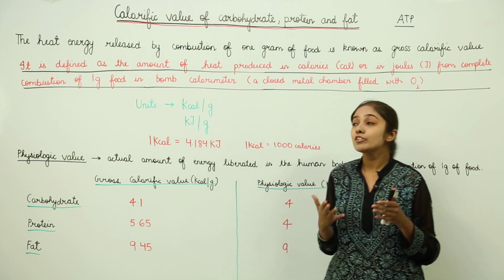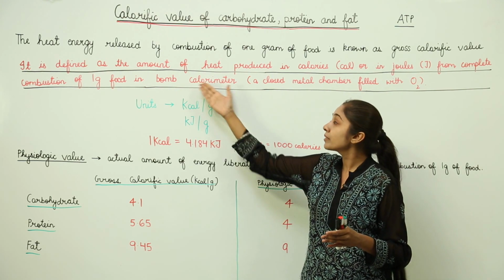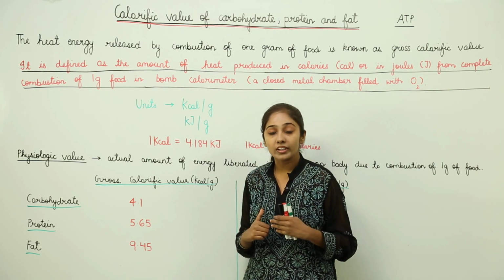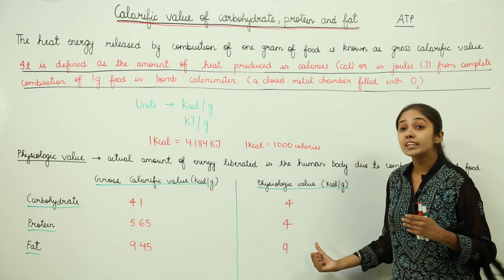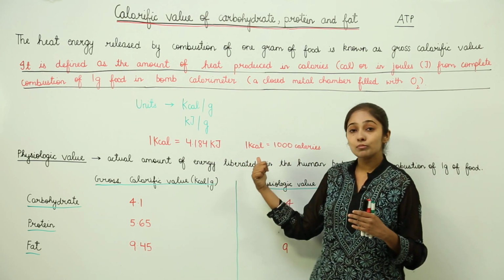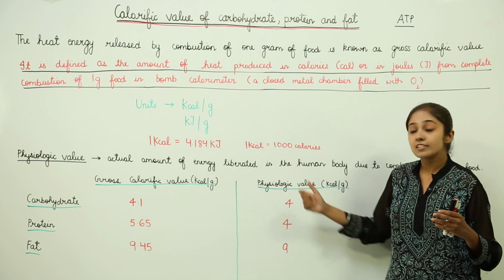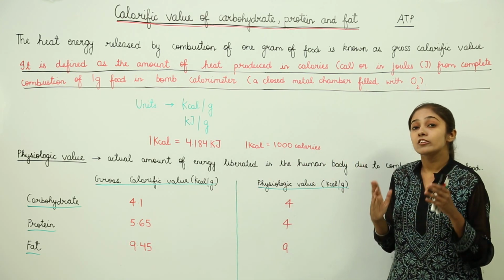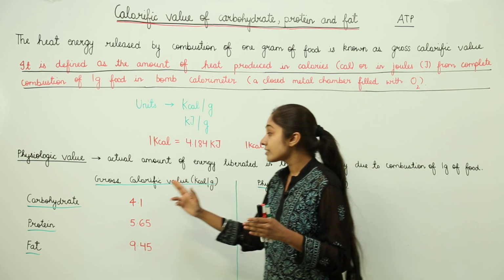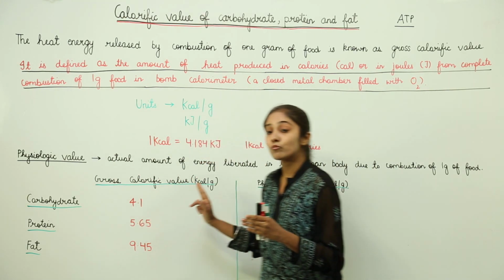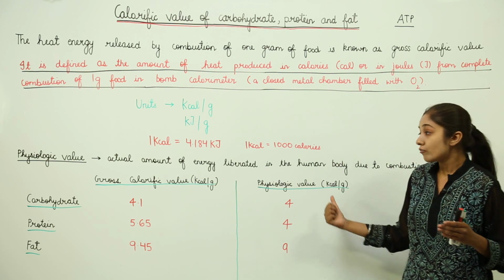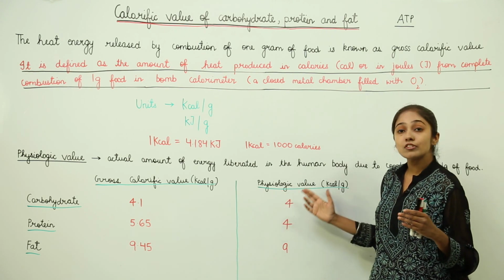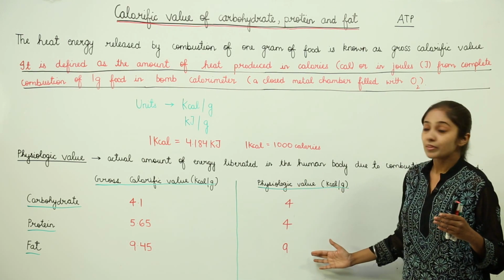Why does this happen? Because when we do it in a lab with the bomb calorimeter, we get these values, but inside the human body, the values are comparatively less. Inside the human body, the actual amount of energy liberated is going to be less for carbohydrates, proteins and fat. Since this is in your syllabus, you need to remember this. What is the gross calorific value for carbohydrates and what is the physiologic value? Similarly for proteins and fats.